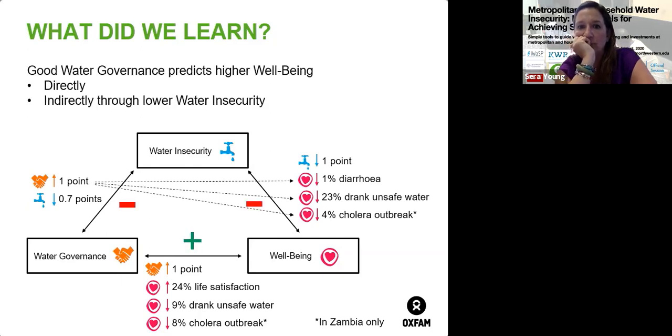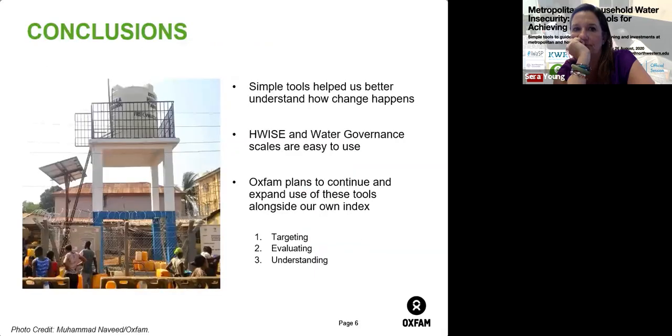So overall, we learned that good water governance does predict higher individual well-being, and this happens directly as well as indirectly through lower water insecurity. So you can see that these tools have really provided valuable insights. In conclusion, these simple tools have really helped us better understand how change happens. In particular, the HWISE and water governance scales are really easy to use and are highly recommended to others. And Oxfam plans to continue using these tools alongside our own index for things like targeting, evaluating, and understanding.